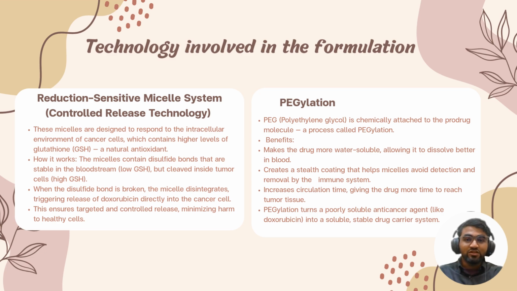Next is PEGylation. Polyethylene glycol is chemically attached to the drug to make it more water soluble and dissolve better, as doxorubicin is a poorly soluble drug. This also helps micelles to avoid removal by the immune system by acting as a stealth coating, and this also increases circulation time. That's all from me.